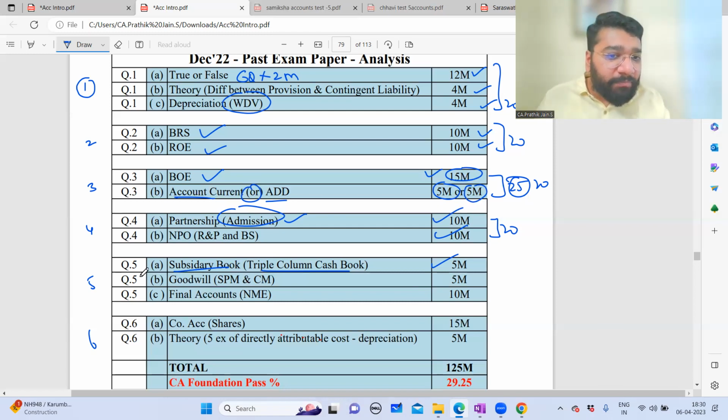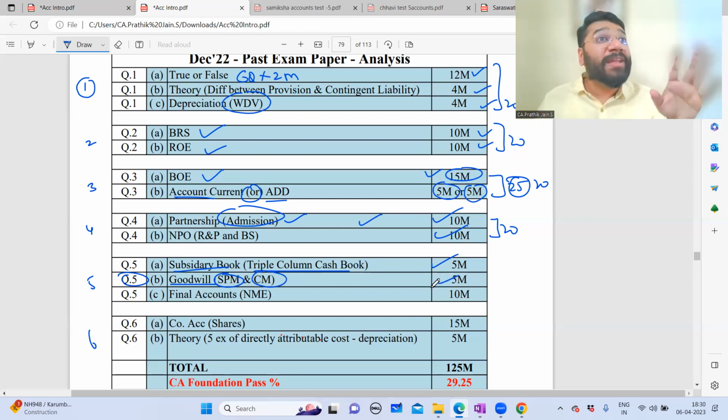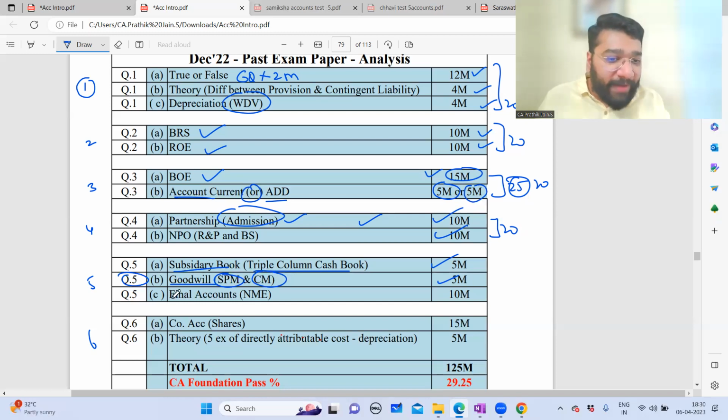Again, if you see here, partnership, 10 marks they've asked, no? Here again in question 5, they asked goodwill, super profit method, capitalization method, again 5 marks. So 10 plus 5, 15 marks from the partnership topic. A lot of matriculation people, I've observed the trend that they skip this partnership topic. But I'm telling you, it is an easy topic, worth doing, nothing to be skipped. Final accounts of a non-manufacturing entity for 10 marks. So again, this is for 20 marks.